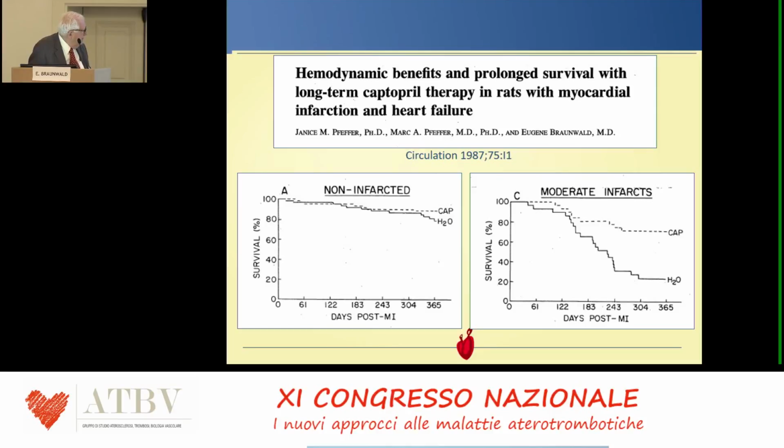We also treated them with an ACE inhibitor, captopril, and you see that the majority lived. And so there was a 40% benefit in survival of these rats with moderate-sized infarction. So that set up the renin-angiotensin system as the second system that could go wrong in patients with heart failure.